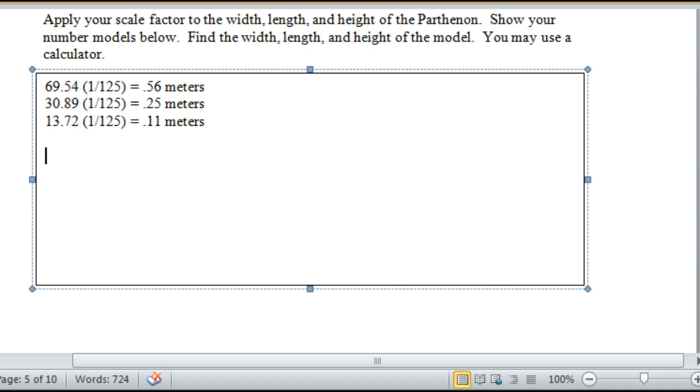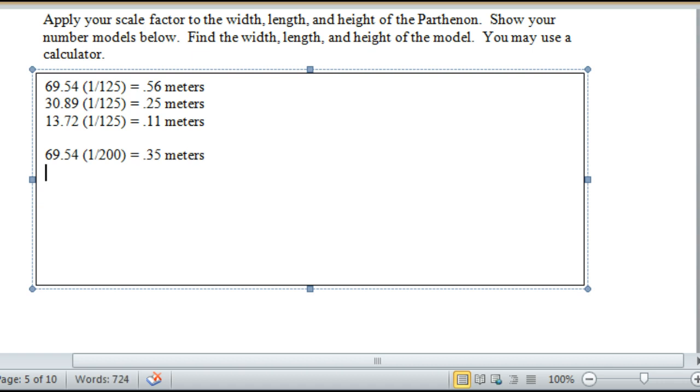Then let's try something like 1 over 120. So if we did 69.54 times 1 over, did I say 1 over 120? I meant 1 over 200. We're going to get 0.35 or 35 centimeters. Now that's definitely significantly smaller than the one above, but that may be good. If you have a smaller foam board you're working with, that scale factor may be right for you.